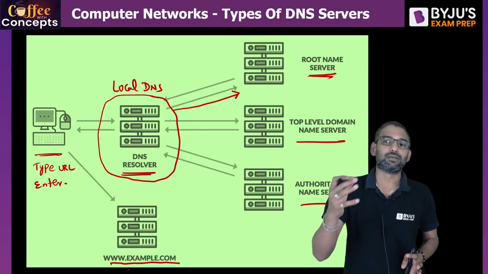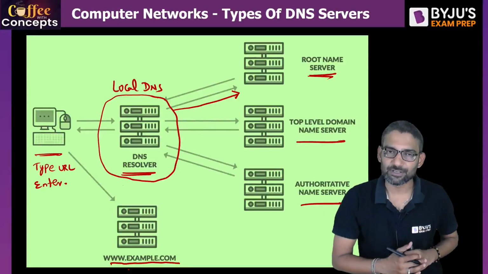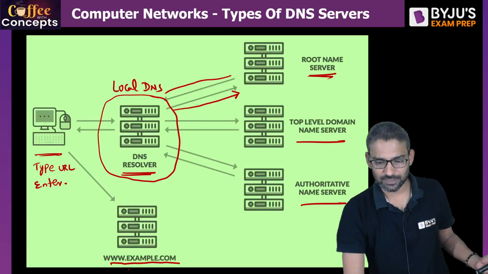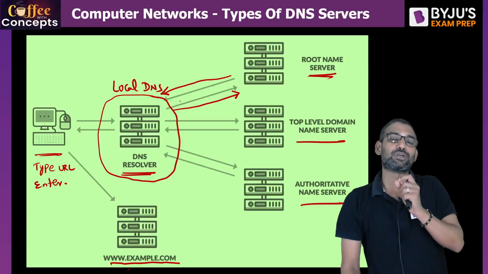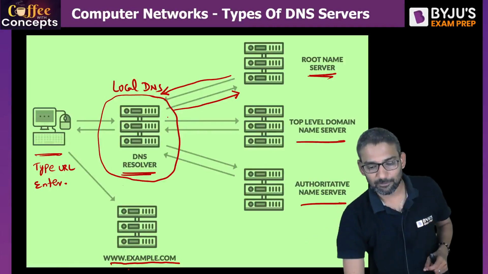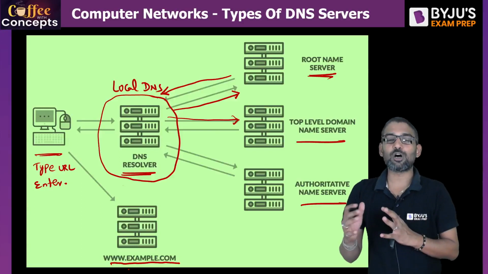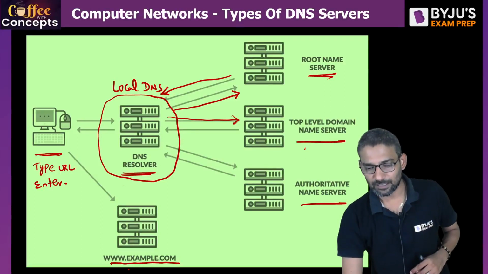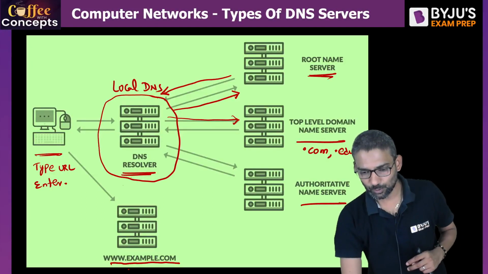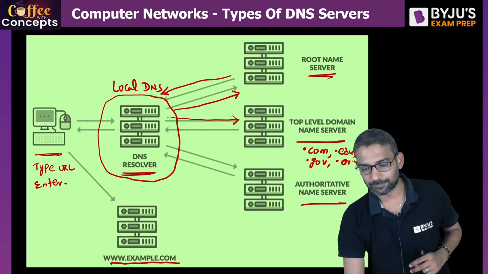It is asking the root name server, do you have this particular domain's IP address? If yes, that IP address is sent as a response. If no, what will this root name server do? It will give you the address of the top level domain name server. In this top level domain name server, you will generally find the segregation of .com, .edu, .gov. This kind of segregation you will find.